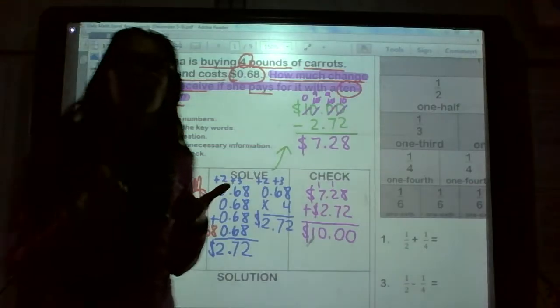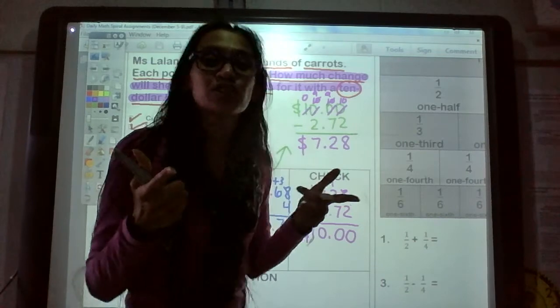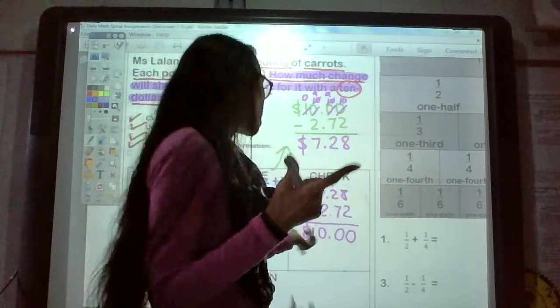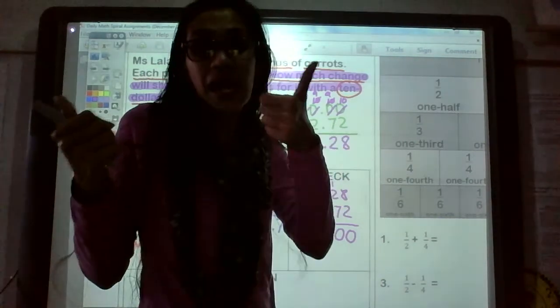Thumbs up if you got that right. Yes. You can also check it with a calculator, and right there, I checked it with the calculator.